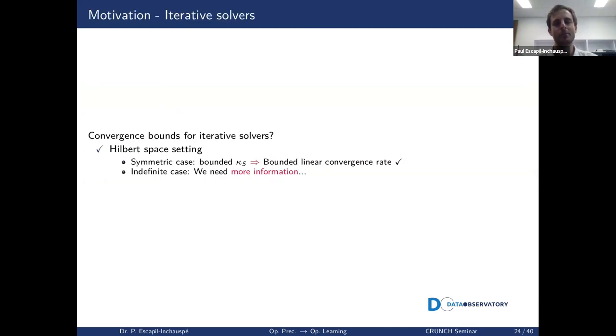To keep working with theory, I presented a few results for iterative solvers in the conjugate gradient case, but when we have the indefinite case, for example, for the Helmholtz problem, we do not have the same kind of estimates. And when we apply GMRES, for example, the spectral condition number is not enough. So we need to add more information.